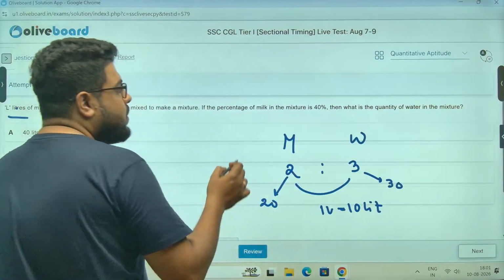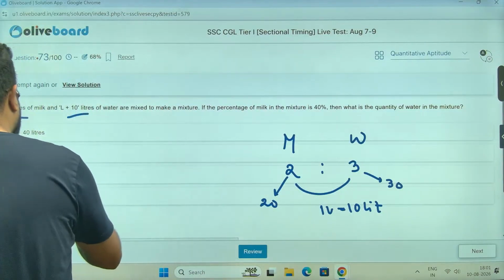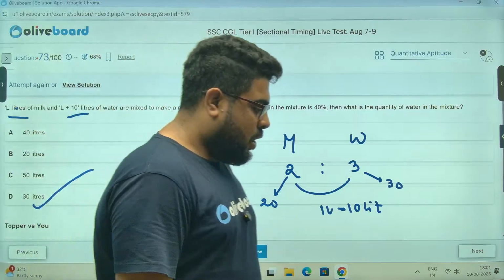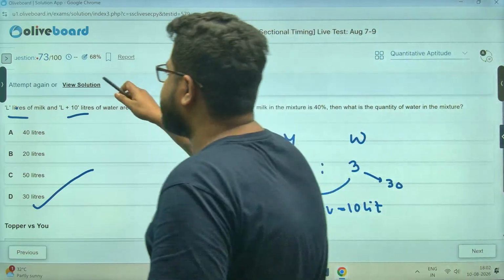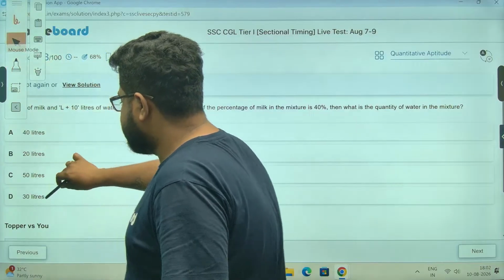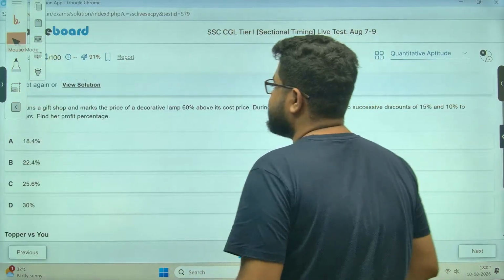What are they asking? What is the initial quantity of water in the mixture? So 30 liters, option D. Option D is your correct answer. If they had asked milk, I would have marked option B, 20 liters. Next one, sir.